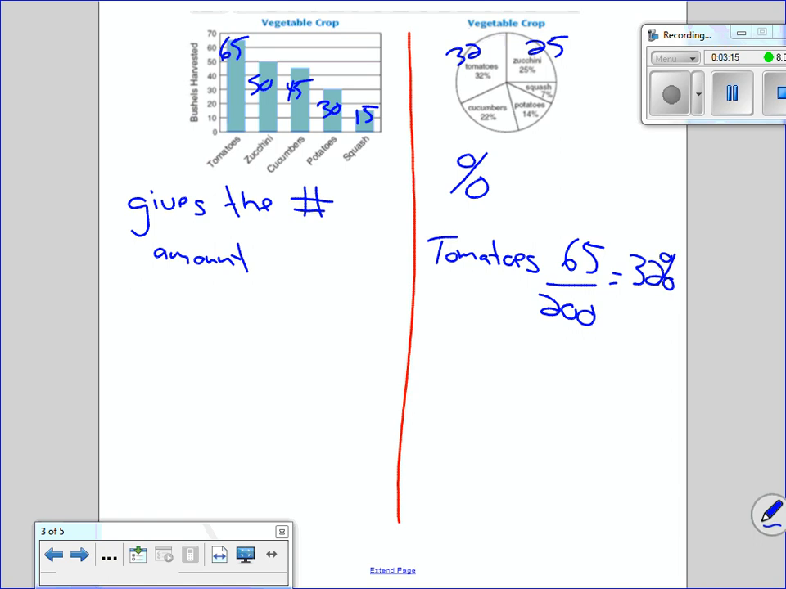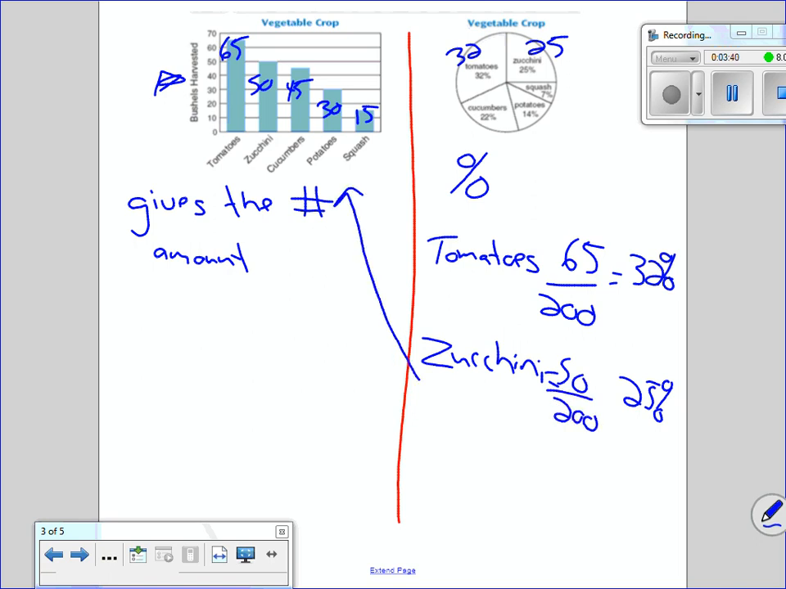Because right here I'm kind of ballparking about where this is at, right? I'm going to take a look at the zucchini. I'll spell out zucchini. That's 25%. I'm looking at my zucchini right here. It's 50, so this is 50 out of 200. So using this data from this side, it would be about 25%, because that'd be 1/4.